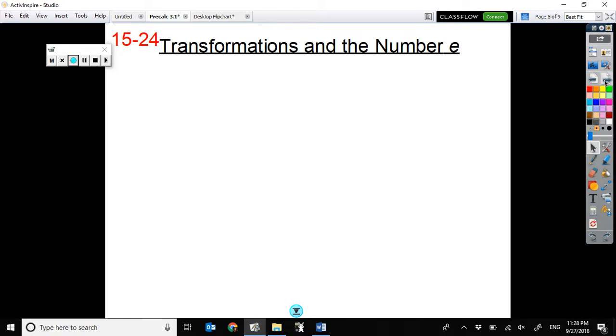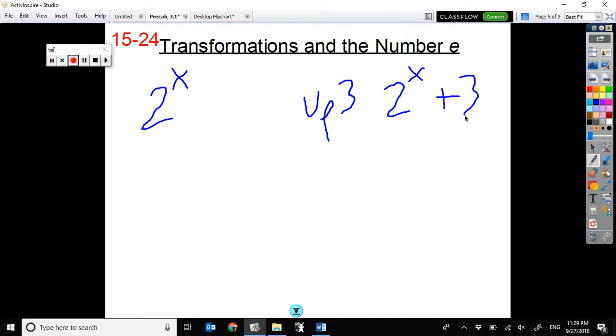Alright, transformations. So those transformation rules that have been on our test for the last 2 chapters are not going away. Sorry. They're going to look really exactly the same. So let's take a look at this. Let's say I have 2 to the x. If I want to shift this up 3, it becomes 2 to the x plus 3.